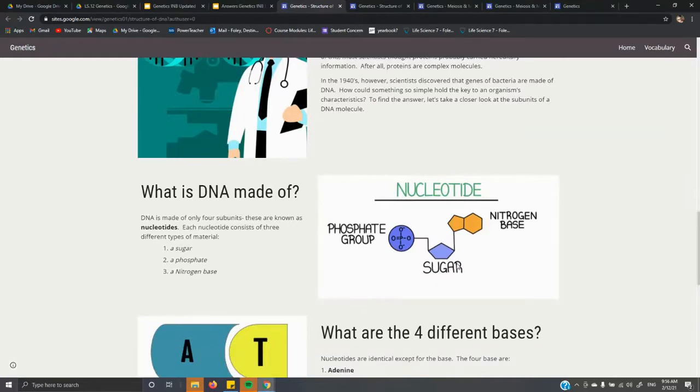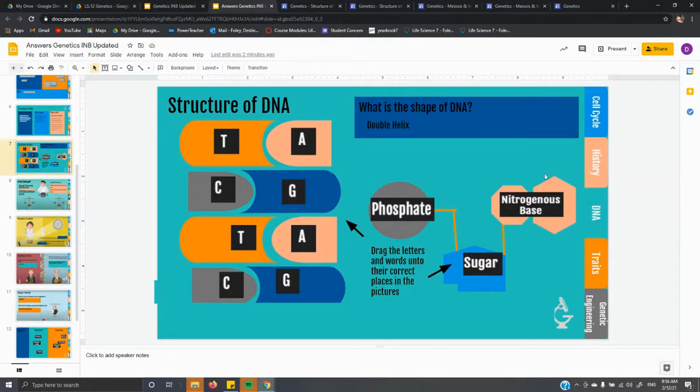Sugar. So you have the ose in there. Ose is sugar. So there is a sugar and then there is a nitrogen base. The nitrogen base is actually what connects to each other. The sugar and the phosphate make up the backbone. It's called a sugar phosphate backbone. So that's the backbone of DNA. The nitrogenous base is the base pairs that pair with each other.